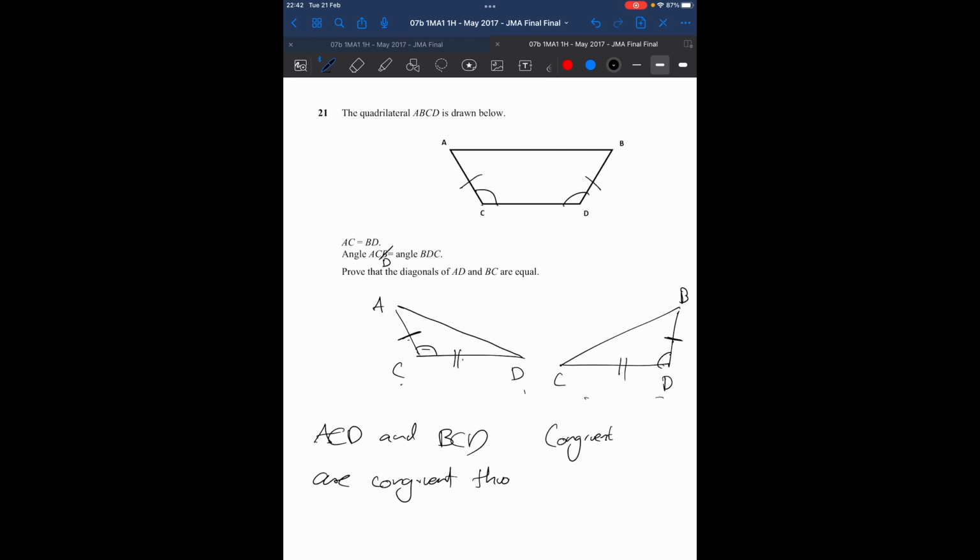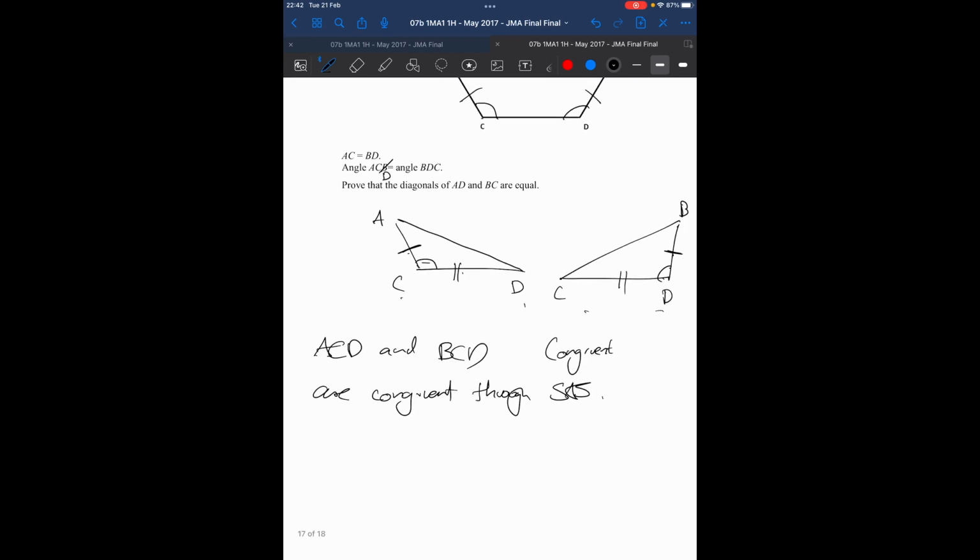through side angle side. And then I'm going to say that AC is equal to BD. The included angle, probably don't need to say the included angle, but that's what it means when you say side angle side. It means the one that's between them. It's called the included angle. So it has to be that particular angle rather than other ones. So the included angle is equal, and then CD is common.